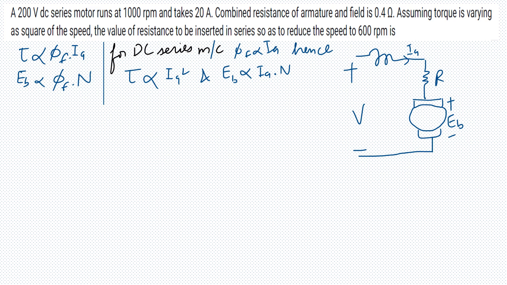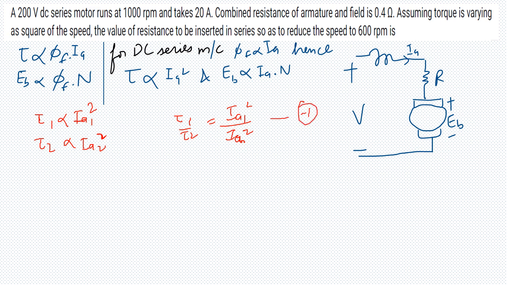Let us say that our torque before inserting resistance was tau 1, proportional to IA1 whole squared. After inserting the external resistance, the torque becomes tau 2, proportional to IA2 squared. So the ratio tau 1 over tau 2 equals IA1 squared over IA2 squared. This is relation 1.